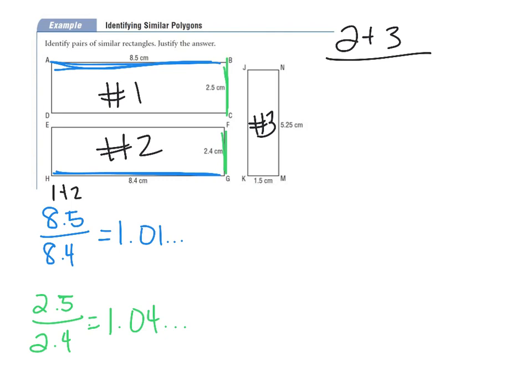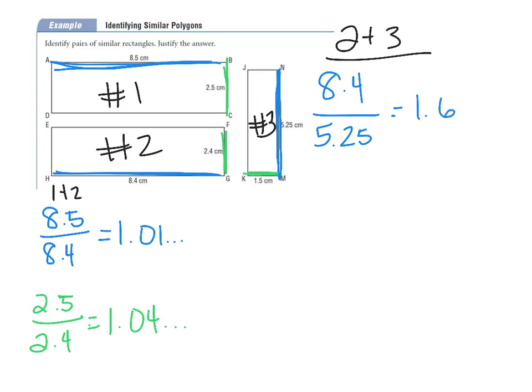So up here, let's keep these colors going. Now I'll color this side blue on number 3 and this side green on number 3. So this time, we'll keep number 2 on top. For our blue proportion, 8.4, which was the blue side on number 2, divided by the blue side on number 3, 5.25. And what does that give us? That gives us 1.6.